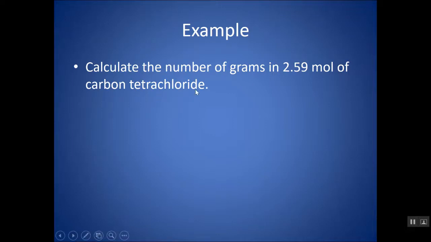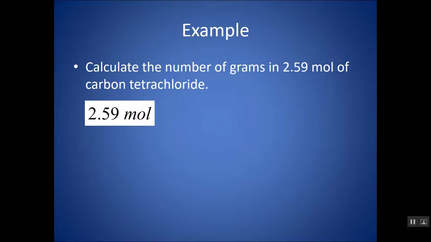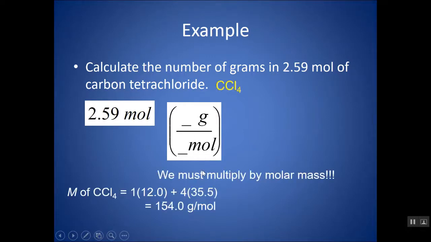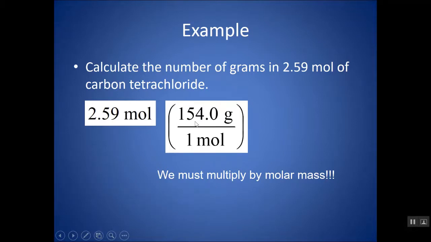Notice here I give a name instead of a formula. Carbon tetrachloride is CCl4. If you write a different formula, that's going to impact your molar mass and your answer to the problem. So I'm going to write 2.59 moles to start with. I want moles on the bottom to cancel, grams on top, and I can go between grams and moles using the molar mass. Somewhere in my calculator on the side, I can add up to find the molar mass. 154 grams in every 1 mole.